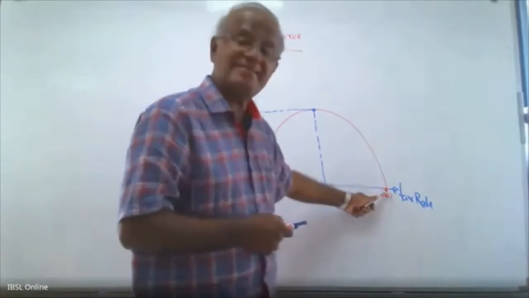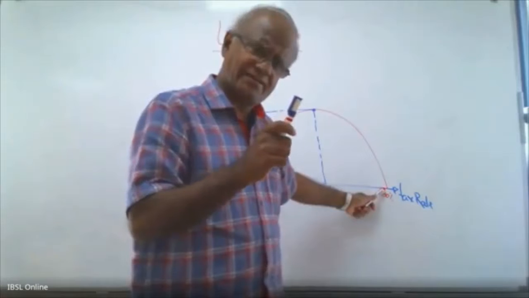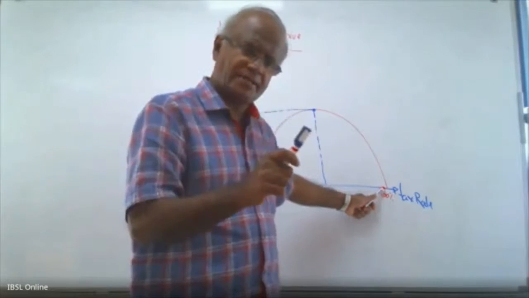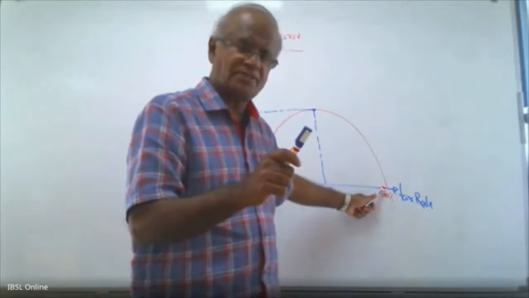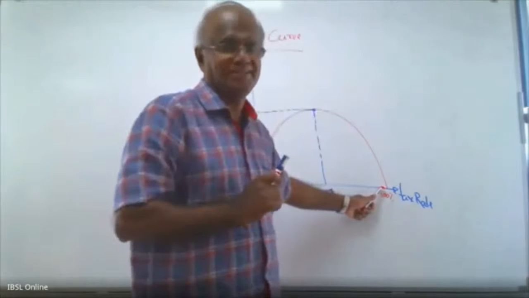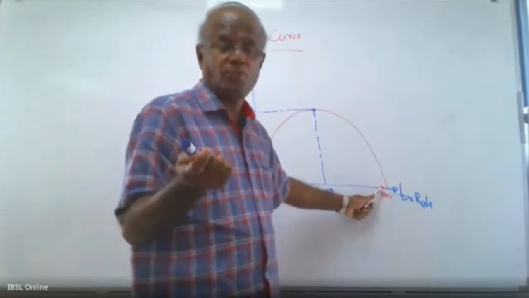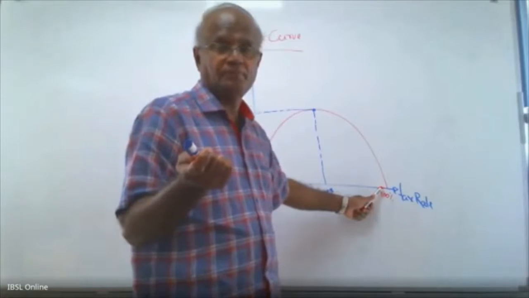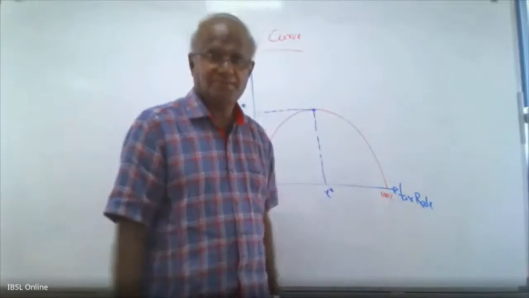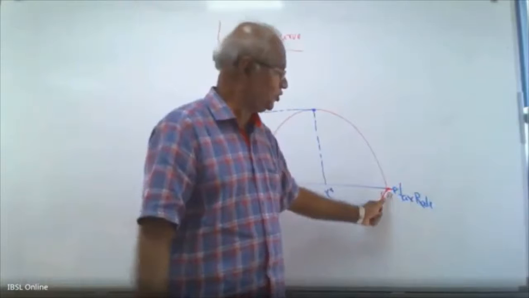If the tax rate is 100%, think about that. Your income is 50,000, tax rate is 100%. What is the government tax revenue? You have to pay all 50,000 to the government. Tax rate 100%, take-home pay 0. Nobody will work. Government tax revenue again 0.